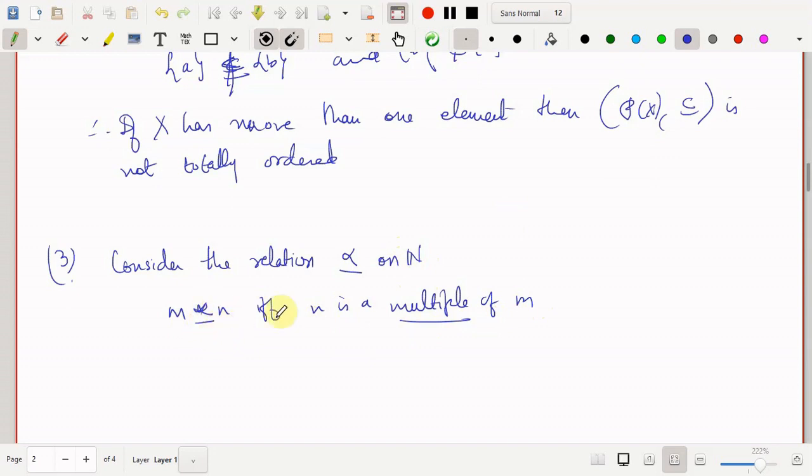Then if a is a multiple of b and b is a multiple of a, that is, a divides b and b divides a, we know that a is equal to plus or minus b. But this is the relation defined on N, so in fact we have seen that it is antisymmetric too, and this is transitive also. Therefore this is partially ordered, and so the set N with this relation is a poset.